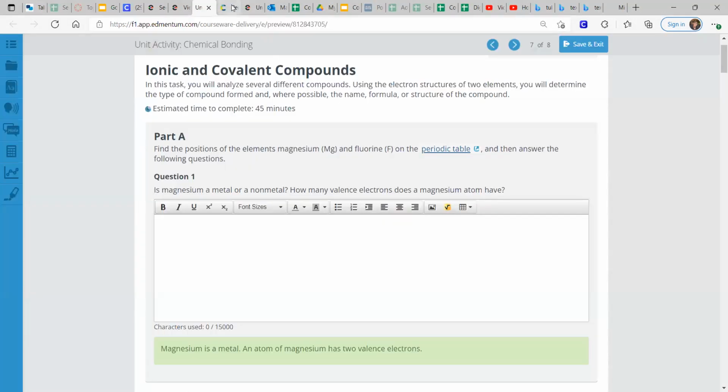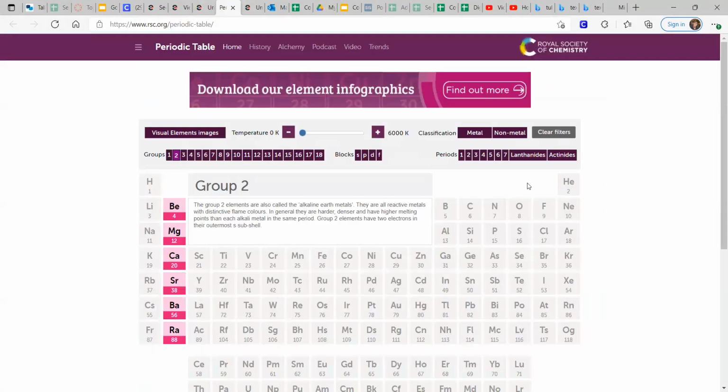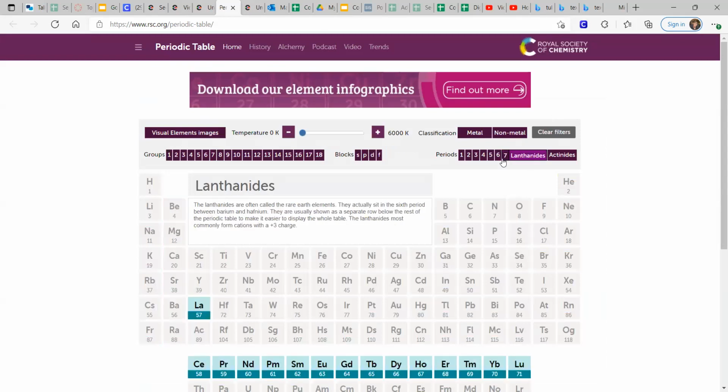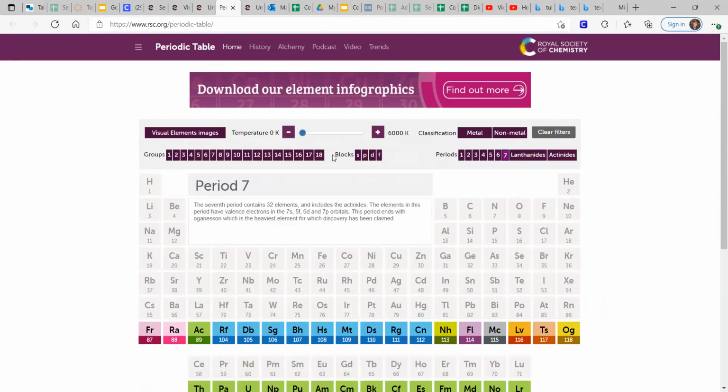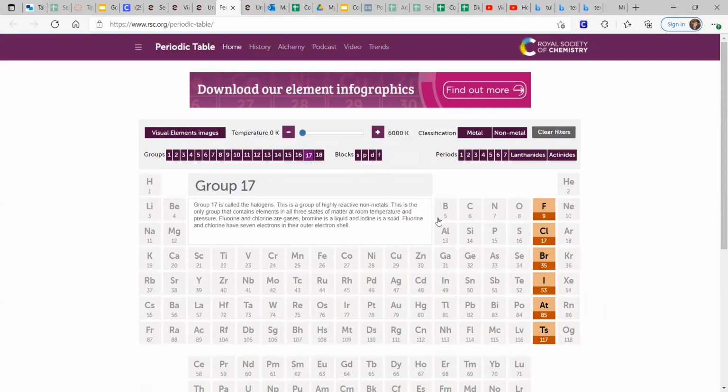And fluorine is on the other side of the table. Oh, my bad. There we go. Group 17, the halogens. This is a group of highly reactive non-metals. So we have magnesium, a reactive metal, and fluorine, a reactive non-metal.